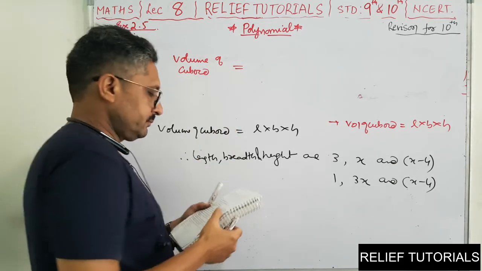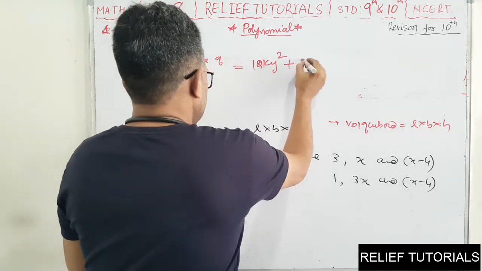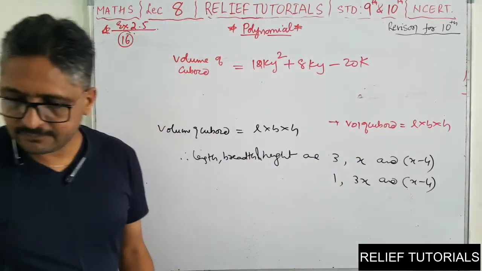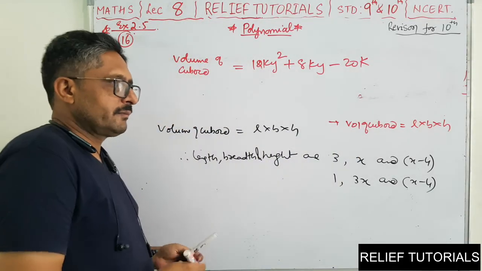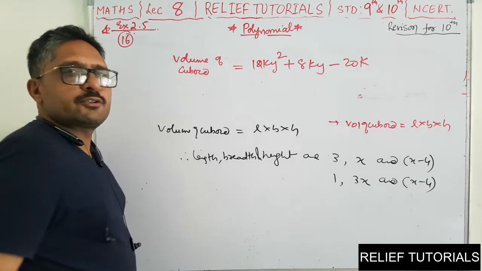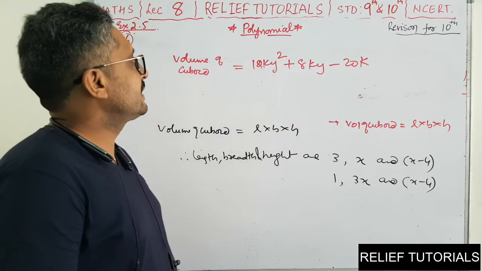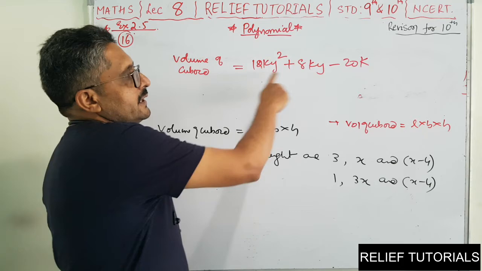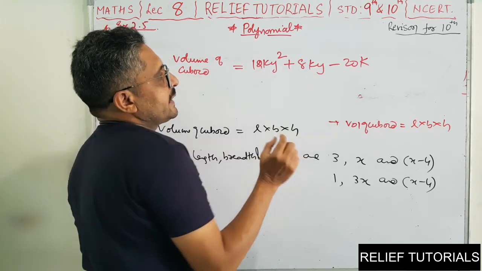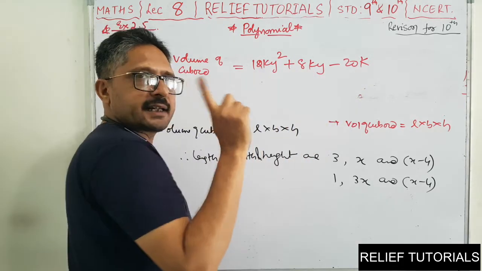Volume is equal to 12ky² + 8ky − 20k. So this is the last problem. Now, just find the factors of this polynomial. You know how to find the factors. Just look here. Can you take anything common? So 12, 8, 20, we can take 4 common. ky², ky and k, so we can take k common.